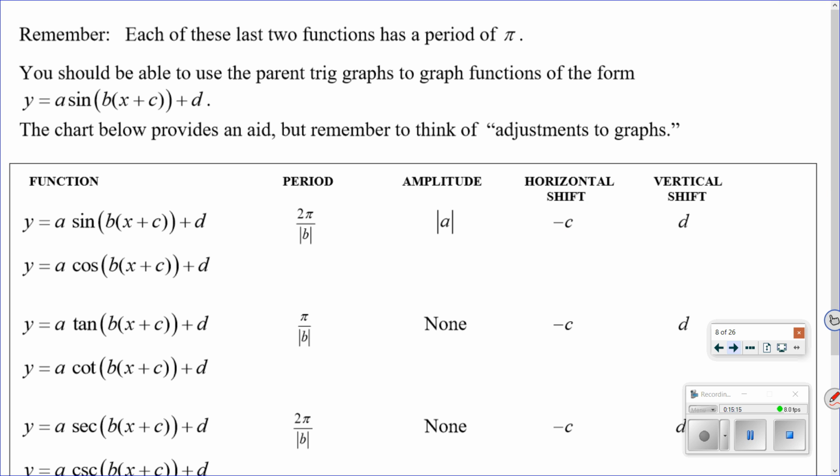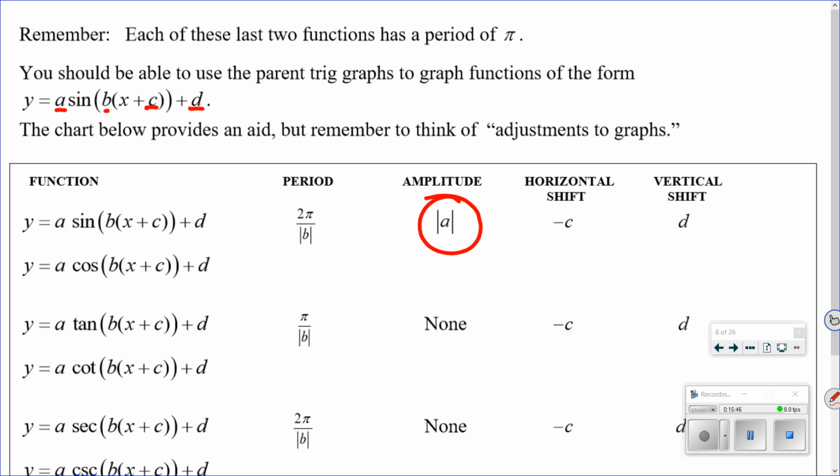These transformations are exactly the same as all of our other transformations. So A is a vertical stretch. Now, if you look down here, because A is a vertical stretch, it changes the amplitude of the graph. So on sine and cosine, if there's a 2 in front, instead of going up 1, it'll go up 2 to those peaks, those high points, those maxes. The C on the inside moves you left or right. The D on the outside moves you up or down. That's the same thing as we've always done.